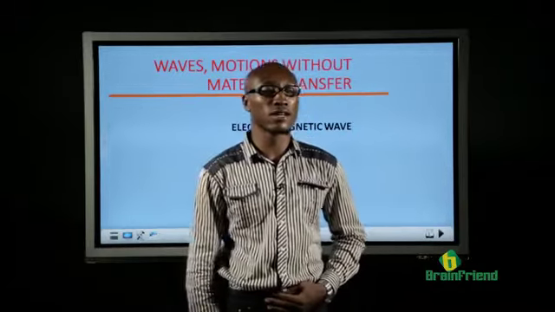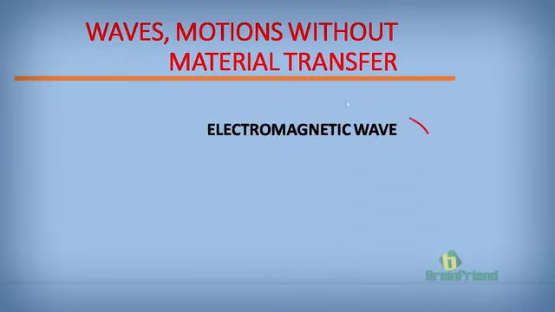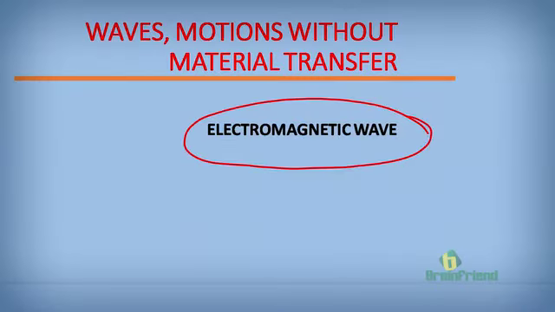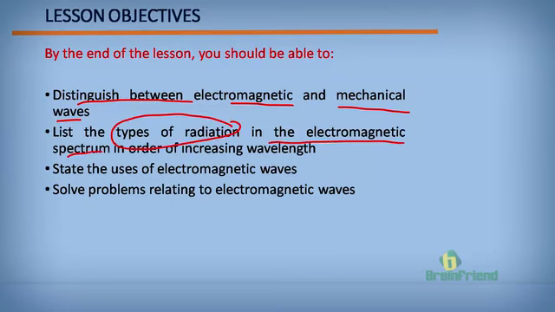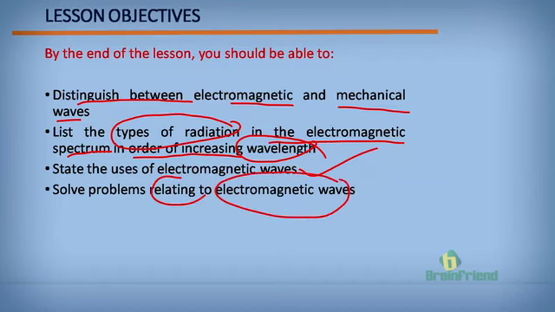Welcome to physics class. Today we'll be taking the topic electromagnetic wave with the theme waves: motion without material transfer. By the end of this lesson, you should be able to understand and distinguish between electromagnetic and mechanical waves, list the types of radiation in the electromagnetic spectrum in order of increasing wavelength, state the uses of electromagnetic waves, and solve problems relating to electromagnetic waves.